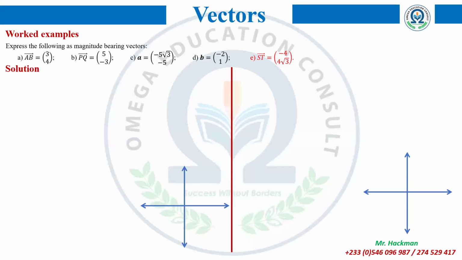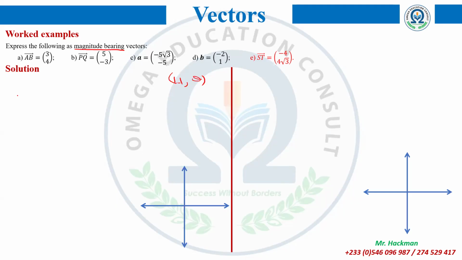Quickly, let's look at the solution. Express the following as magnitude bearing vectors. So vectors in the magnitude bearing form. Until you get the magnitude and the bearing, you have not written it in the magnitude bearing form. When I was taking you through the forms of vectors, I said it will be your magnitude of the vector, then the bearing, then you put it. That's how you write it.